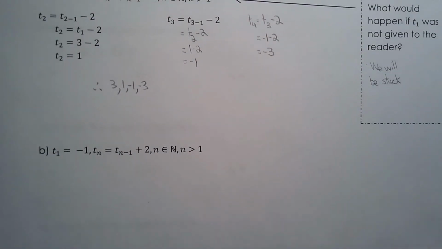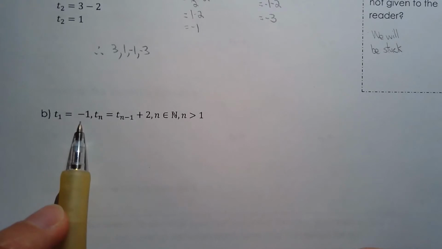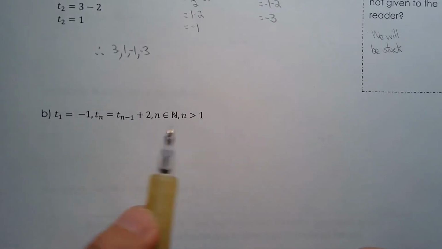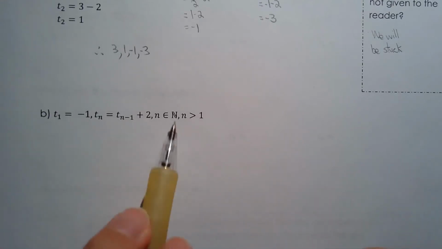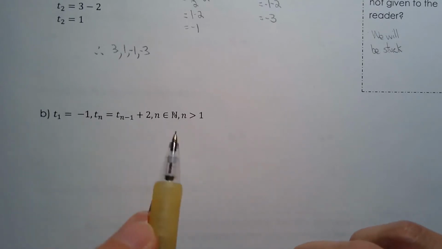Okay, so let's use this recursive formula here. We have the first term is negative 1. The nth term is equal to the previous term plus 2. Okay, n is a natural number, n is greater than 1. So when you write your own recursive formula, please include that. I know it's tedious, but it is necessary because this makes it a discrete function here.